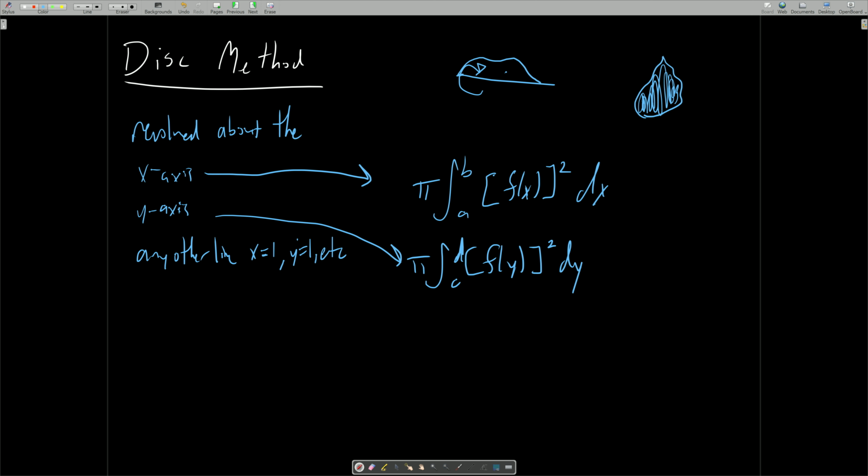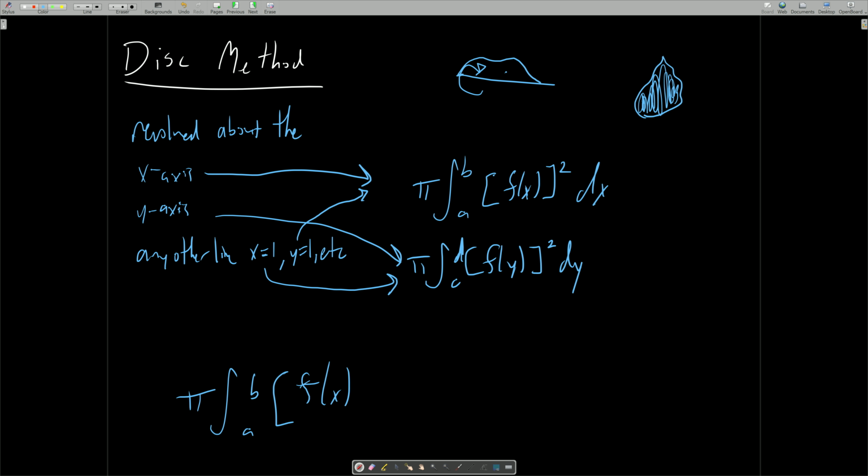Right. So if it's y equals, if it's a line like that, then it's going to be a horizontal line. You're going to use x. X equals 1, that's going to be a vertical line. You're going to use y. So if you have the x or y axis, then you can just straight up use these formulas here.